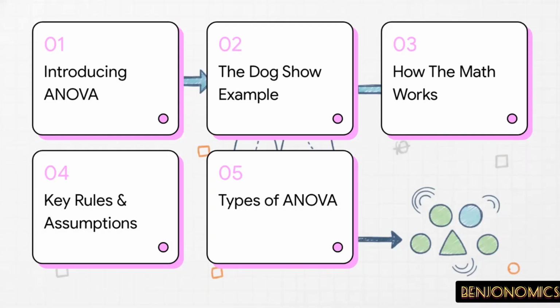Here's a quick roadmap for this explainer. We'll kick things off by introducing analysis of variance. Then we'll walk through a super intuitive dog show example. After that, we'll look at how the math actually works, cover the key rules and assumptions, and finally, wrap up with the different types of ANOVA.